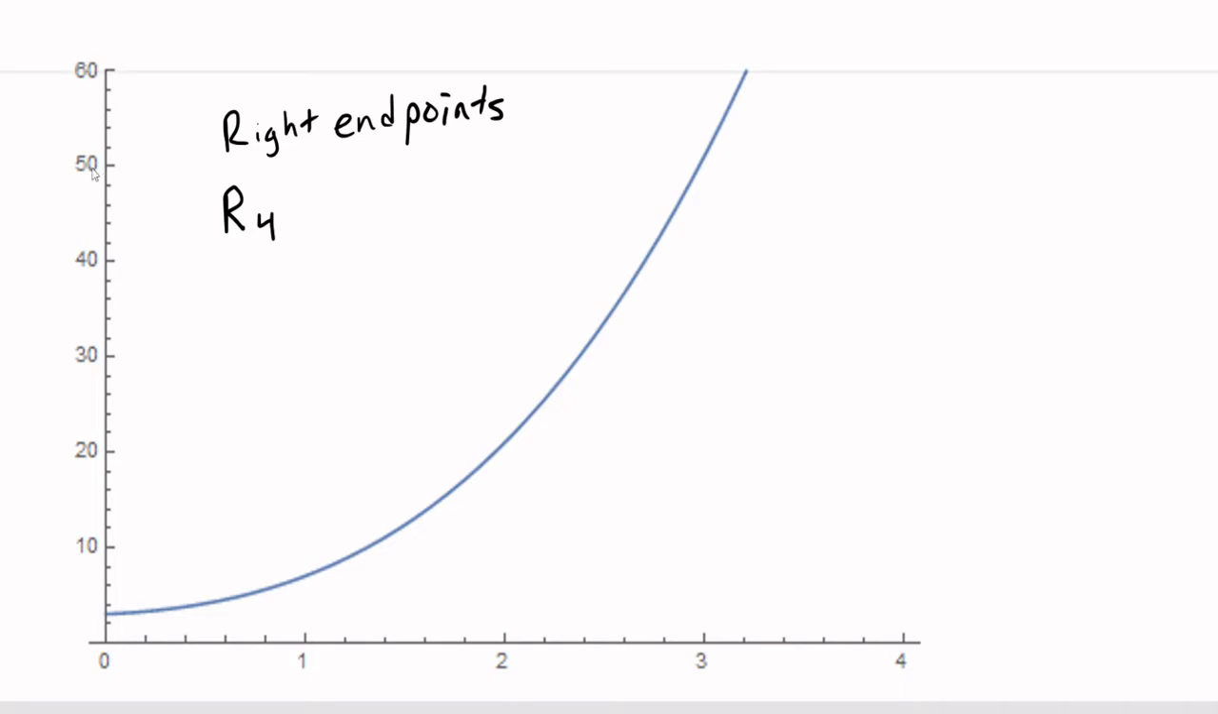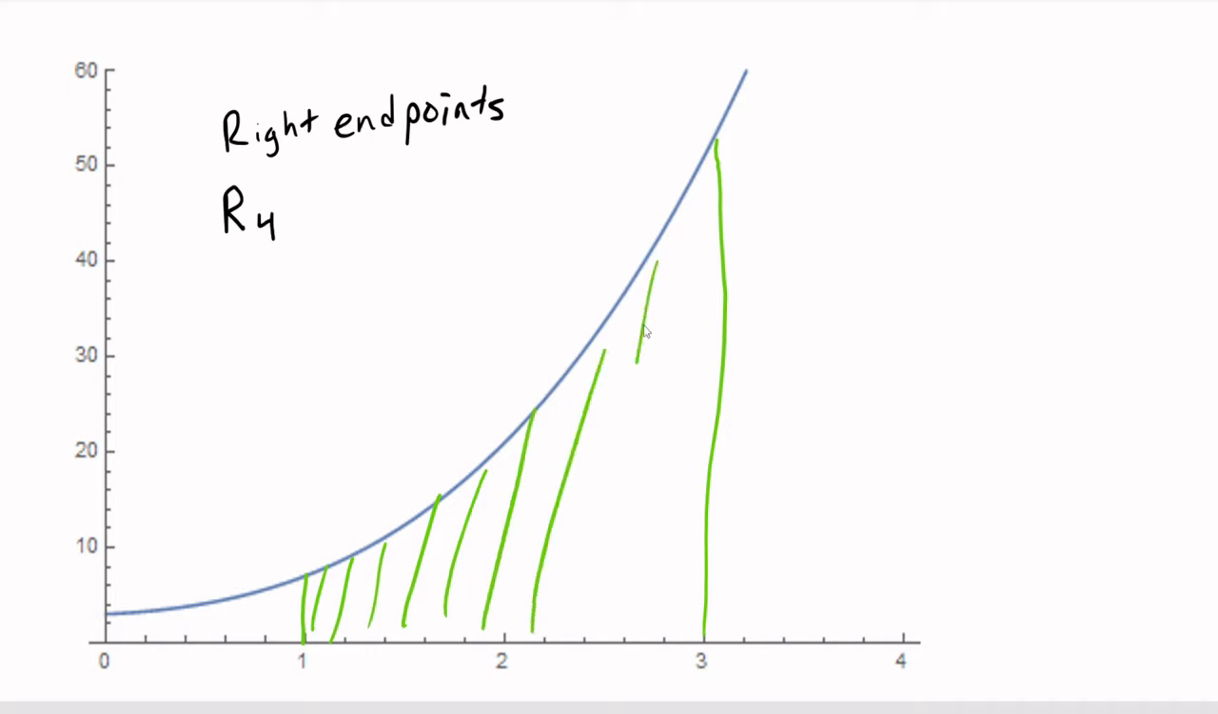So the first thing we're going to do is just recolor the actual area we want from 1 to 3. Pretty good. Okay, so remember, this is the area we're after. The area under the curve. Okay, so here we go. We want this area. Well, what are we going to do? We are going to use right endpoints. So let's do this in, what would be a good color here? Let's try purple. Right endpoints.